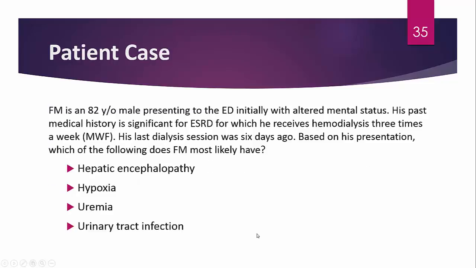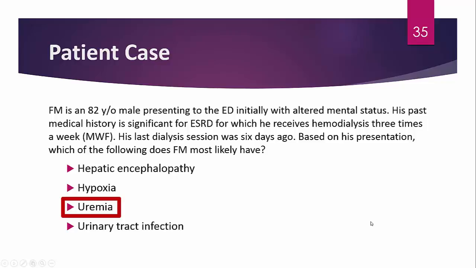And we'll go back to the patient case that we talked about at the beginning. So we have FM, our 82-year-old male, who came to the ED with altered mental status. He has ESRD, for which he gets hemodialysis 3 times a week, and his dialysis session was last done 6 days ago. Based on his presentation, which of the following does he most likely have? The answer here is uremia.